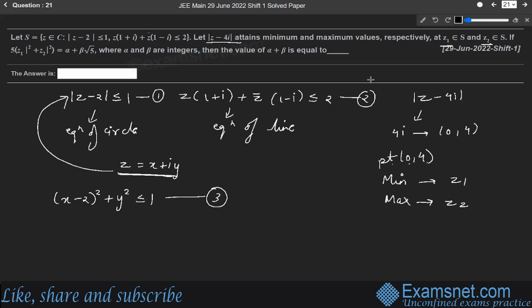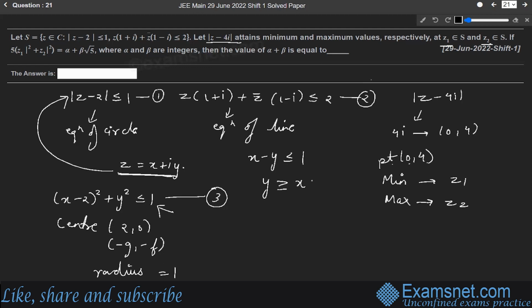All right. Now, from here we can say that the center is (2, 0). What is the center? It is (minus g, minus f). Since it is the equation of a circle, the center will be (minus g, minus f). And from here we can say that the radius is 1 unit, right? So we have radius as 1 unit. Now, if we talk about the equation of the line, the second equation: if we put Z equal to x plus iy in the second equation, then also we get a real form, and its real form will be x minus y is less than or equal to 1. So we can write it as y is greater than or equal to x plus 1. Okay. Let us consider this as equation number 4.